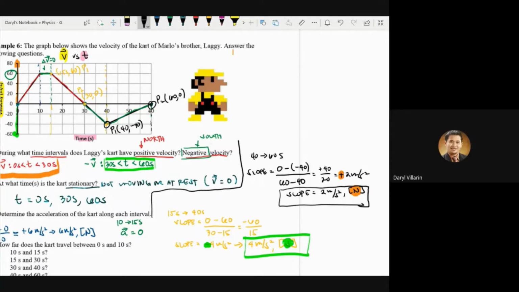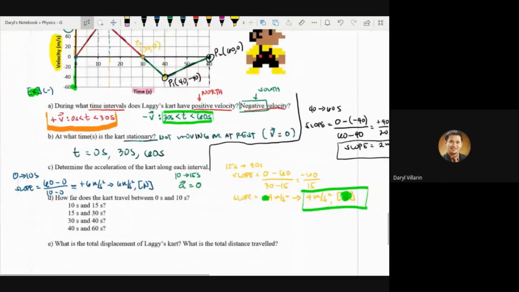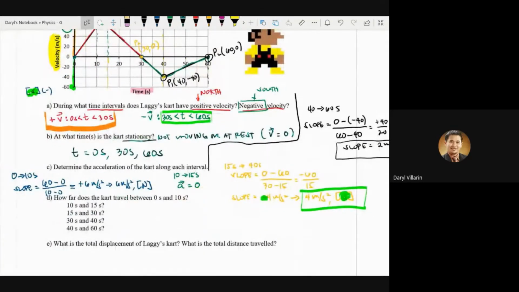So let's take the next question. How far does the car travel between 0 and 10 seconds? Well, when it says how far, this talks about the distance or just the magnitude of displacement. So just the magnitude of your displacement.